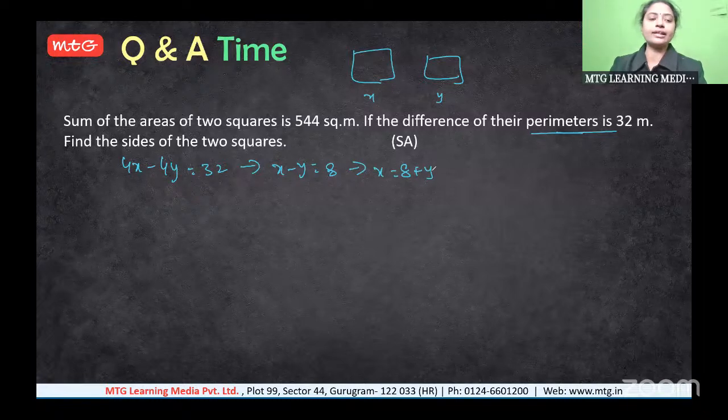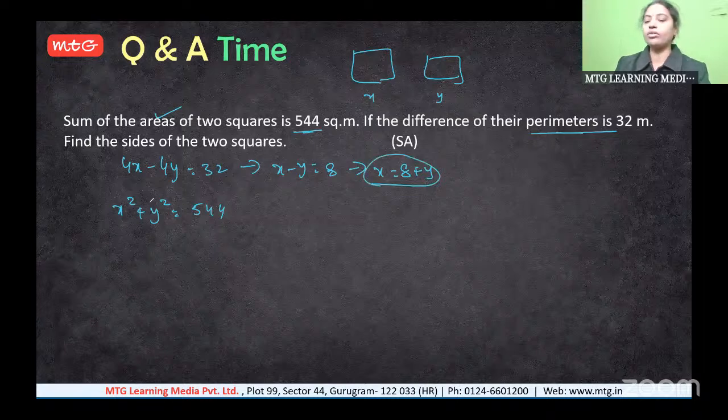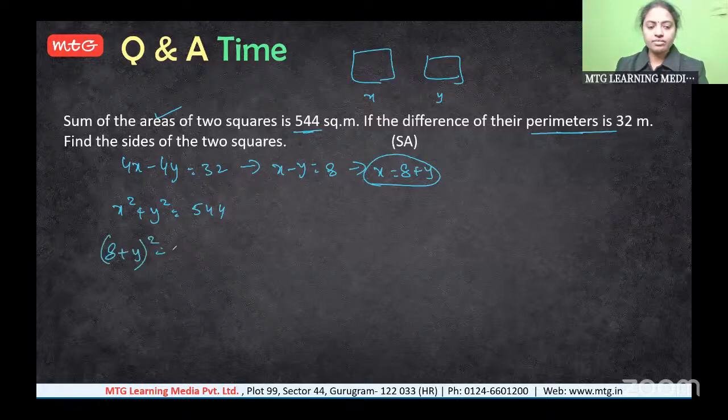Now, I have another condition. What is it? The sum of the areas of the squares is 544. So, I have x square plus y square is equal to 544. Now, I have to replace this x with 8 plus y in this, then only I can solve it, because it is squares of two variables. It is a quadratic polynomial in two variables, so I can't solve it. I'll reduce it to one variable. So how will I reduce it? In the place of x square, I'll write 8 plus y whole square. So 8 plus y whole square plus y square is equal to 544.